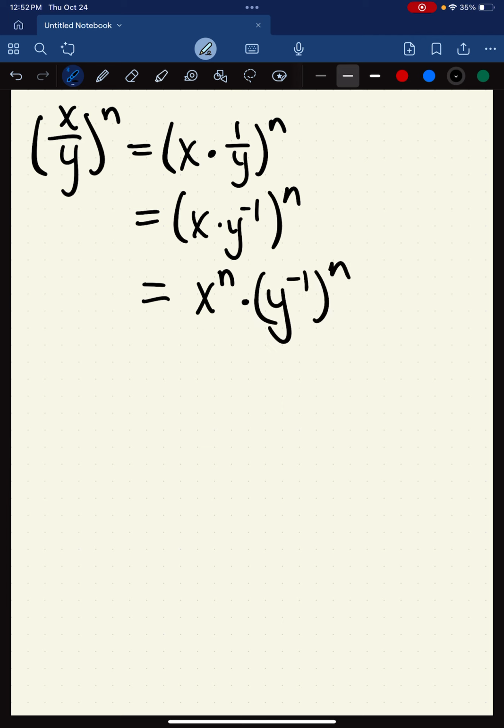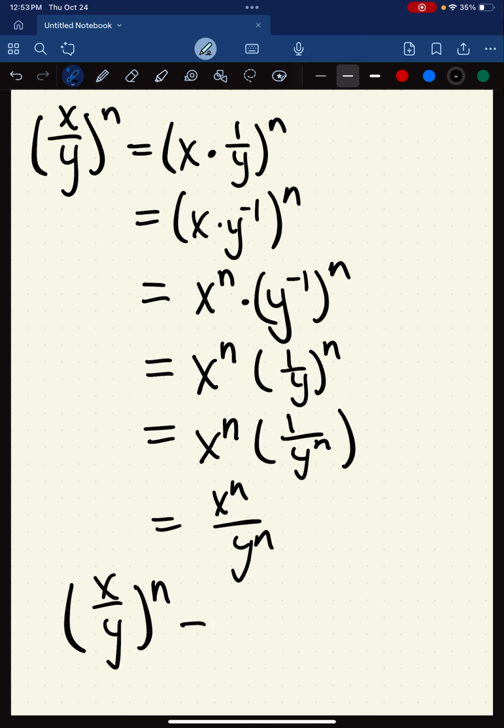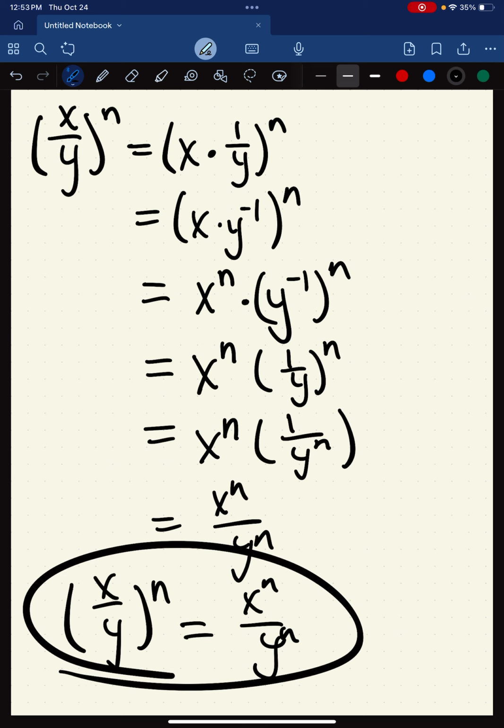Invoking the previous property, we can split that across multiplication. And then we can go ahead and simplify a little bit. y to the negative n is 1 over y to the n, and remember that is the same thing as 1 all over y to the n. So then multiplying these two together, you get x to the n over y to the n. So in general, x over y all to the power of n is x to the n over y to the n. And that just follows from the previous rules that we've learned.